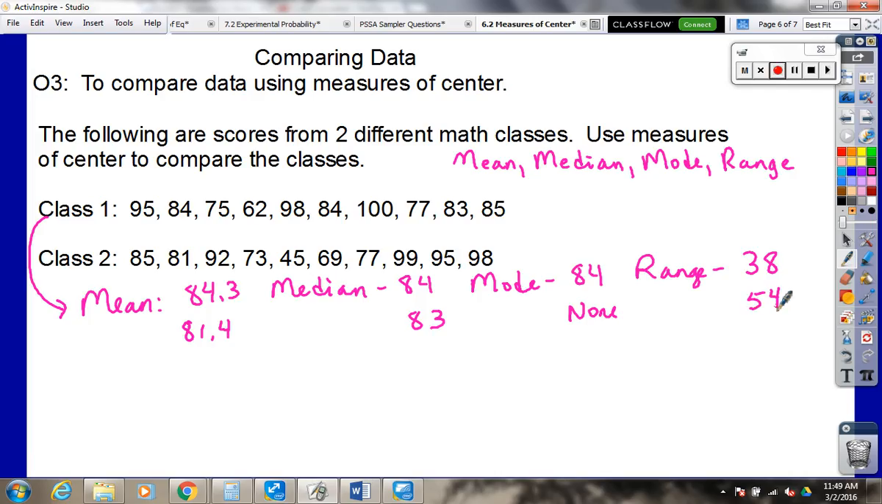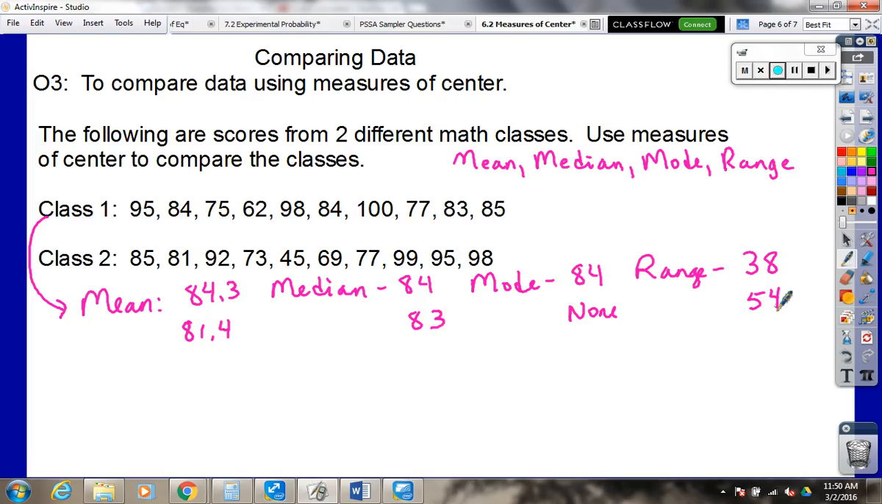Okay, this is the most important part about what we want to talk about. We want to talk about when it asks you to compare the classes. It's kind of like a take-home quiz that you're going to do tonight. It's worth more points than normal homework, where you're going to be asked to compare two sets of data. When you have to compare, you have to find all of the measures of center and write them down so you have something to compare.